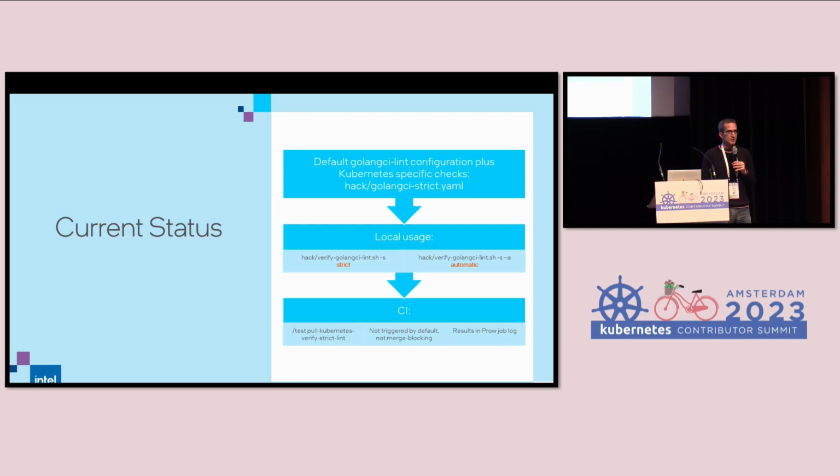And for the CI, there is a Prow job. It's not enabled and not started by default. So you need to use this magic test command, /test pull-kubernetes-verify-strict-lint, to trigger it in a pull request. I've done that a few times when code looked suspicious, but I wasn't sure. So you can just run it.